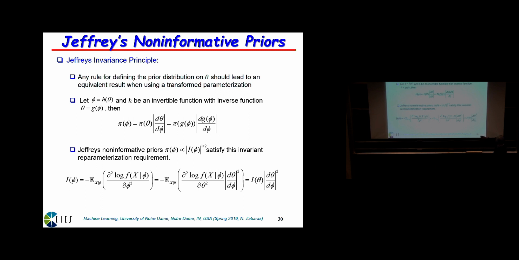So if you plug in this outside this expectation, what you get is the Fisher information matrix for theta times this square. Remember, the prior is the square root of that. So we take the square root. Immediately what you see is this reparametrization equation is taken care of automatically. In other words, when you use these Jeffreys priors, you don't have to worry about changing the coordinates, because this is embedded directly in the form of these priors.